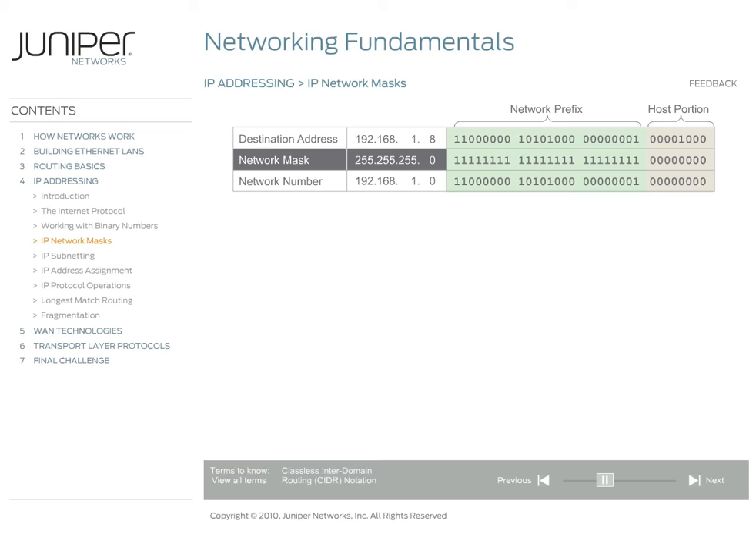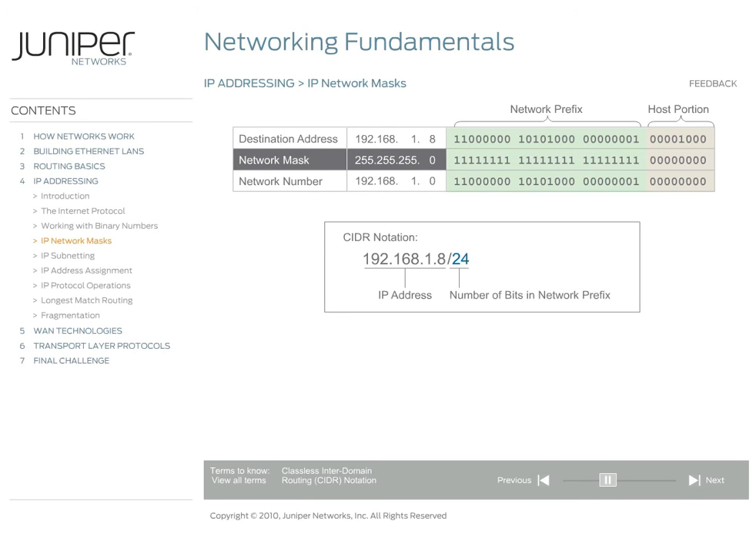The introduction of classless interdomain routing, or CIDR, helped alleviate this confusion somewhat. With CIDR notation, also known as slash notation, the address is still shown using dotted decimal format, but it's followed by a slash and the number of bits used in the network prefix. The number after the slash is also known as the prefix length. In the example shown on screen, the bits in the first 3 octets are all turned on, meaning that the first 24 bits are network prefix bits.